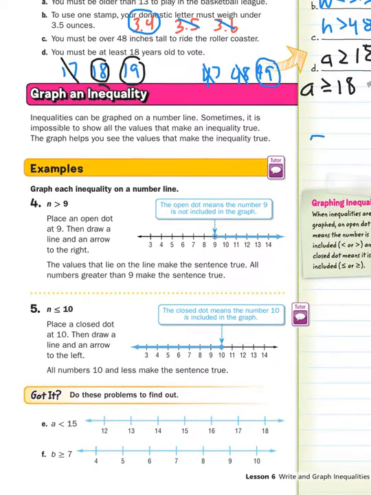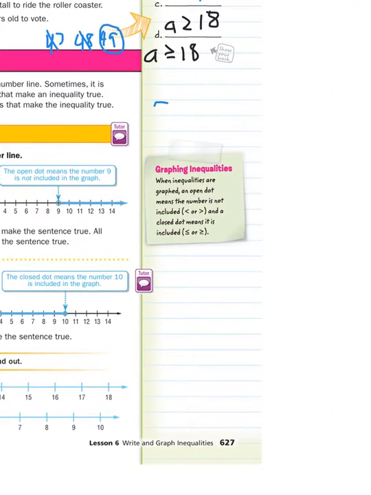To graph an inequality on the number line, here's the first rule of thumb, and you might want to write this over here. Anytime you have an inequality and it has just greater than or less than, you are going to use an open circle. When it's greater than or equal to, or less than or equal to, you are going to use a closed circle because it shows that it includes the equal to part. And I'll show you what I mean over here.